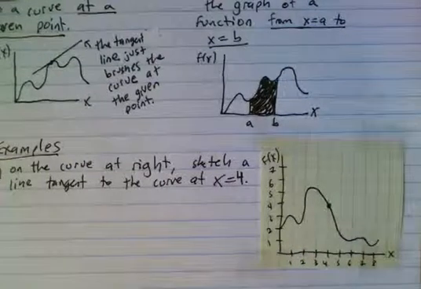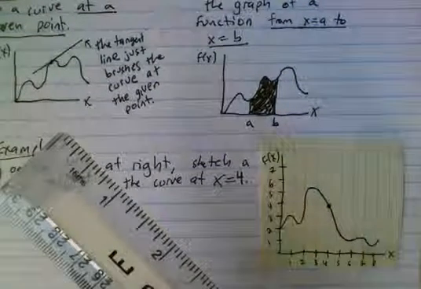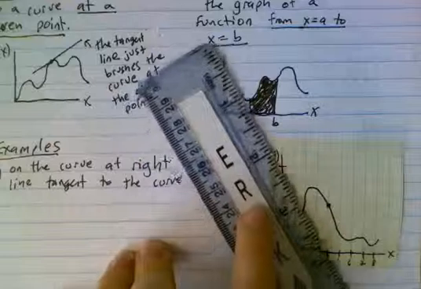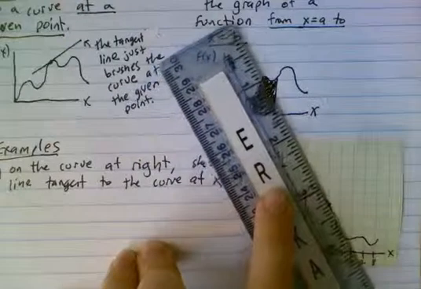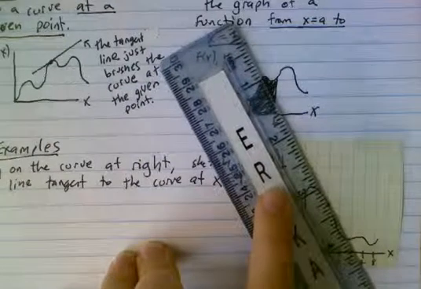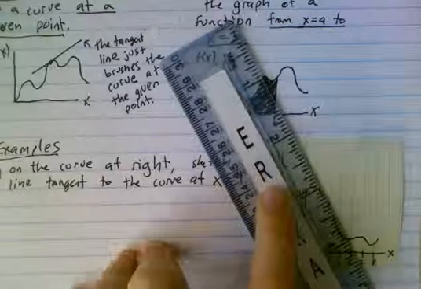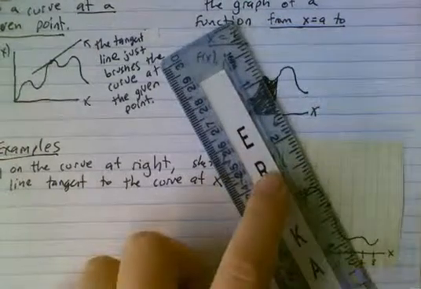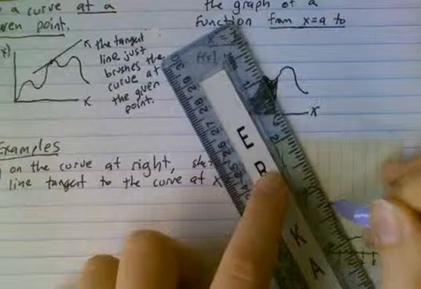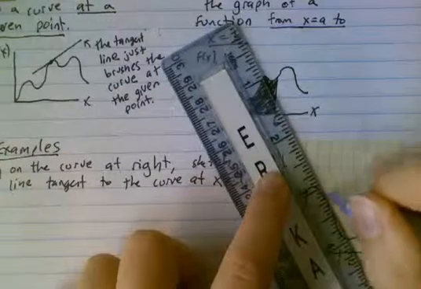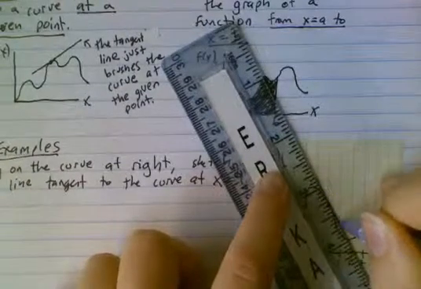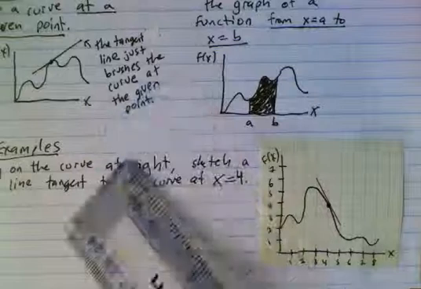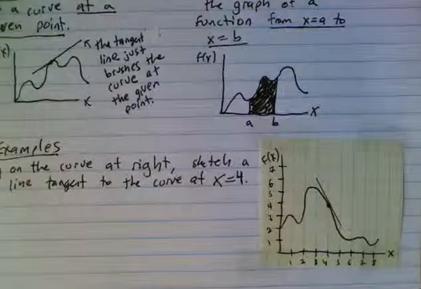And so what I'm going to do is grab a straight edge and try to put it where it just barely brushes that curve. So about like that. This is going to be an estimate, so if it ends up a little bit differently, that's okay. But there we go. I've just sketched a little tangent line right there.